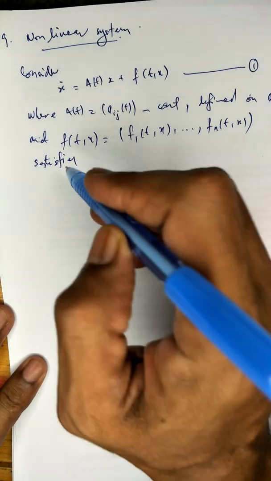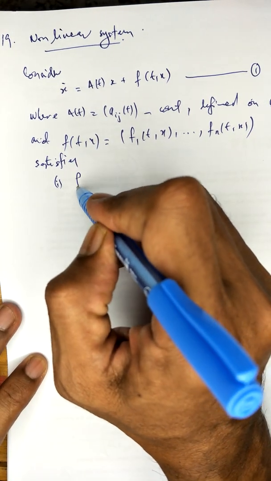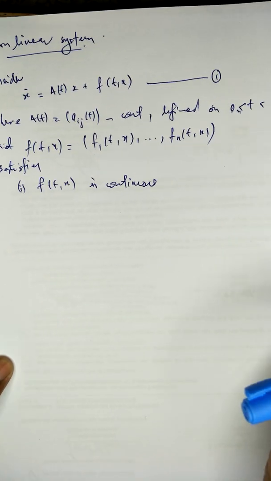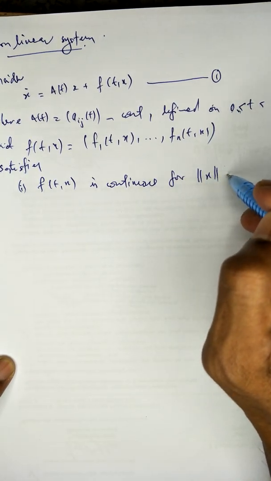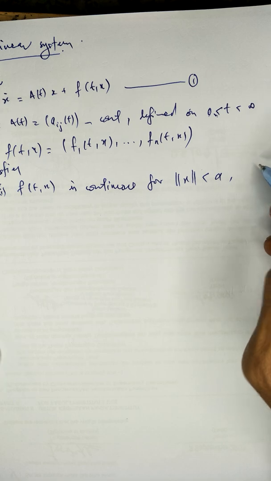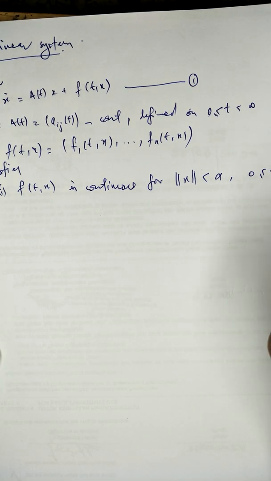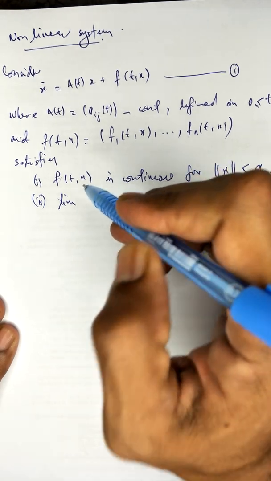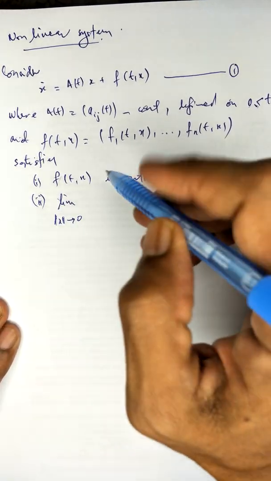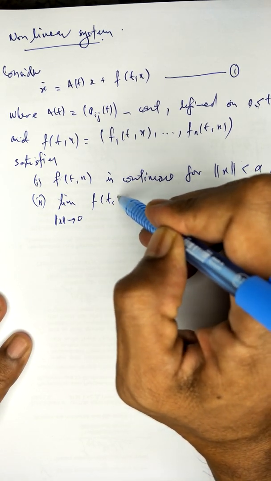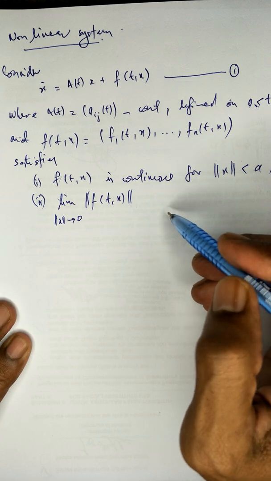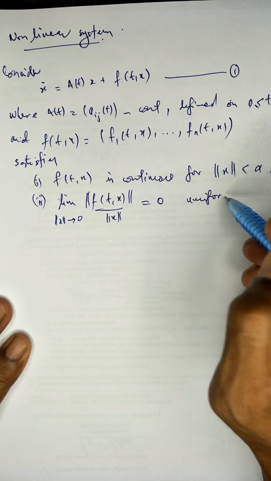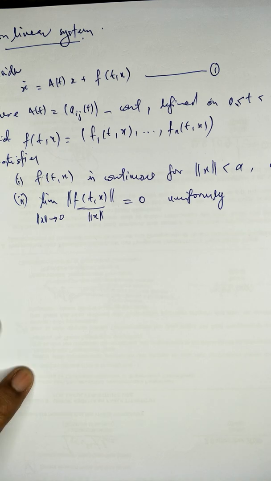Condition number 1: f(t, x) is continuous for the norm of x less than some number a, for t from 0 to infinity. And condition number 2: we have the limit as the norm of x goes to 0 of the norm of f(t, x) over the norm of x is equal to 0, uniformly with respect to t.